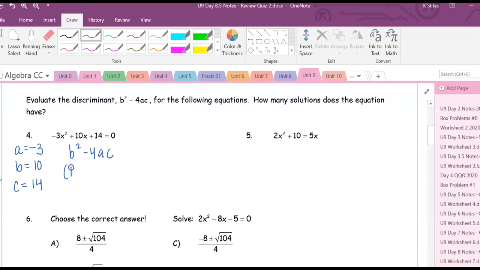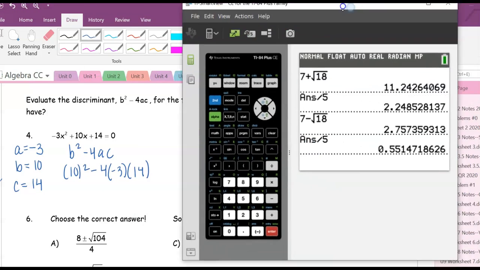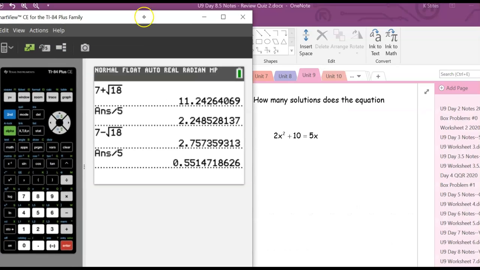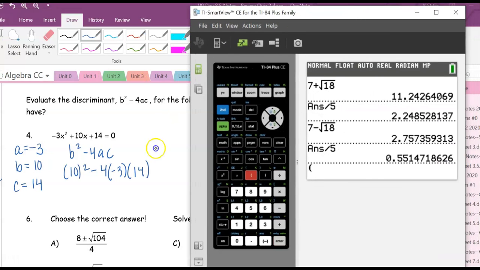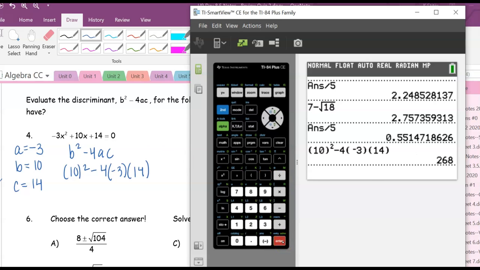Make sure you put your b value in parentheses, minus 4, my a value is negative 3, and my c value is 14, and then we're just going to type this into our calculator. Oops, all right, let's try that again. Really make sure that you're going slowly and that you actually type in everything that you're supposed to. Don't lose any of your negatives or anything like that. And before you press enter, just check that this is the way you want it. And we get 268.